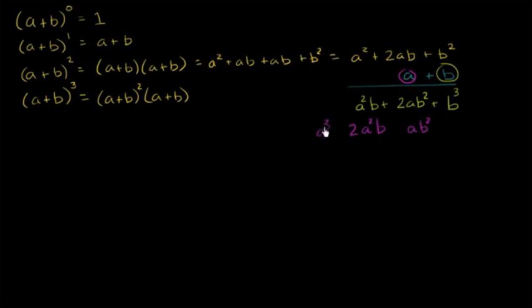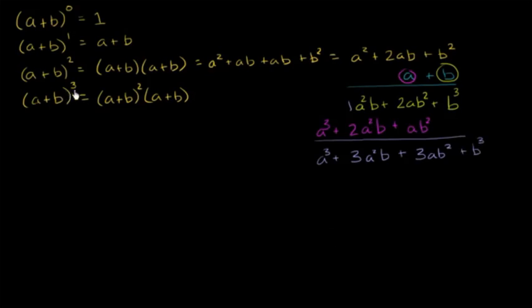And now when we add all of these things together, we get a to the third power plus, let's see, we have 1 a squared b plus 2 more a squared b's. That's going to be 3a squared b plus 3ab squared. 2ab squared plus another ab squared is going to be 3ab squared, plus b to the third power.